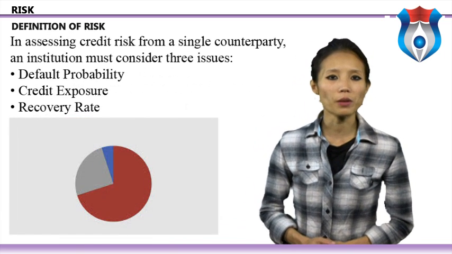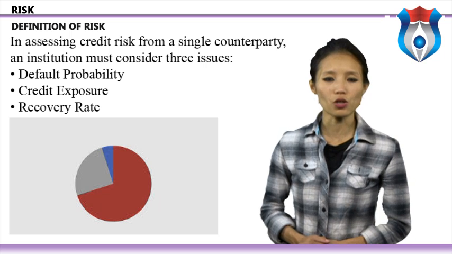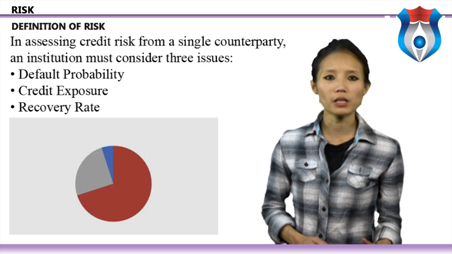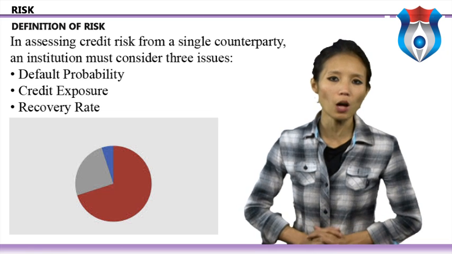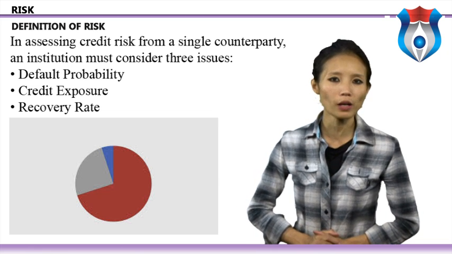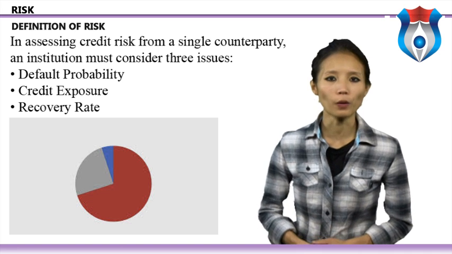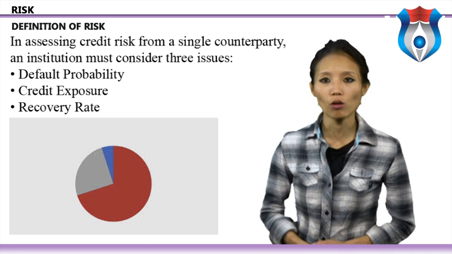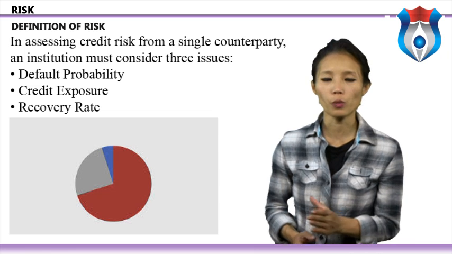In assessing credit risk from a single counterparty, an institution must consider three issues. Default probability. What is the likelihood that the counterparty will default on its obligation either over the life of the obligation or over some specific horizon, such as a year? Calculated for a 1-year horizon, this may be called the expected default frequency.